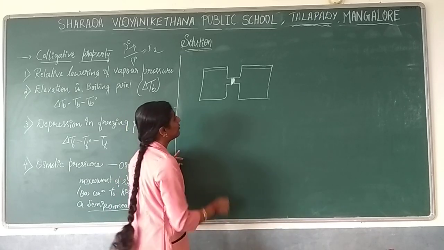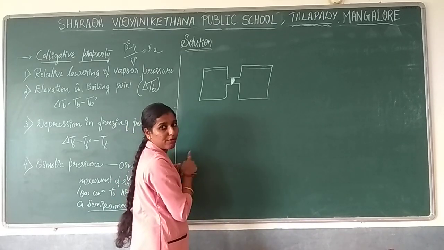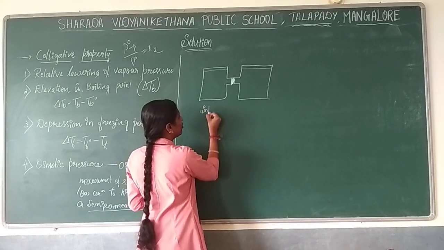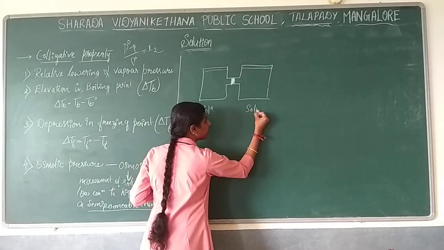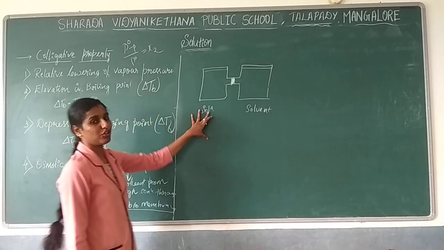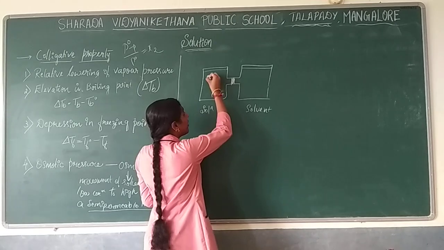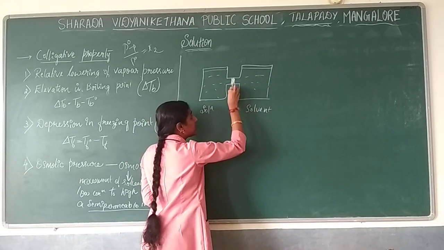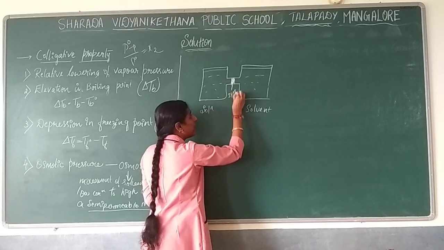Now consider in one of these there is pure solvent and the other is a solution. So consider this is a solution and this is your pure solvent. Concentration will be more in the case of the solution. So this is nothing but your semi-permeable membrane.